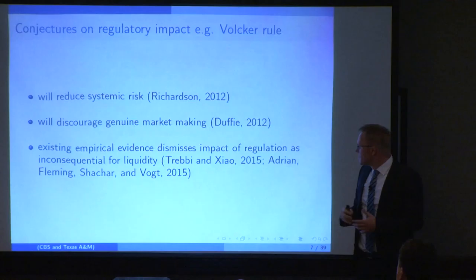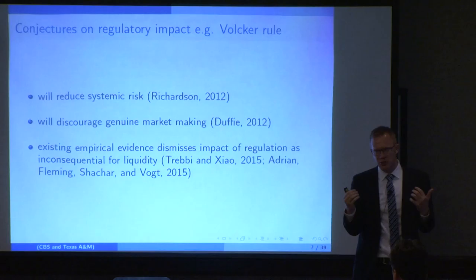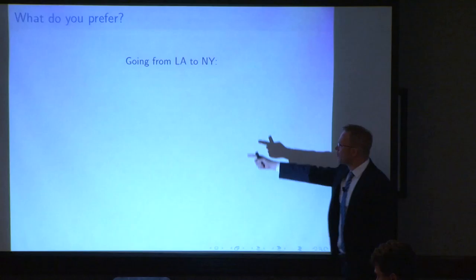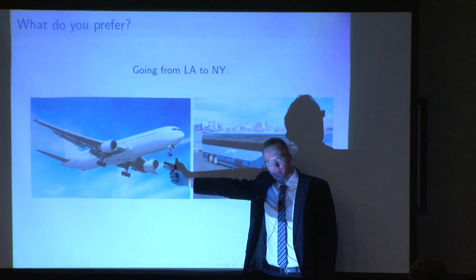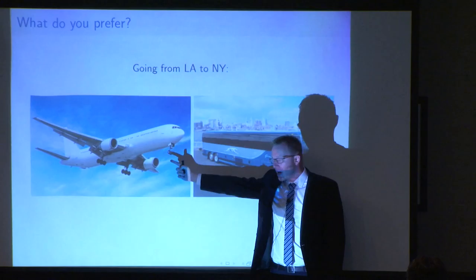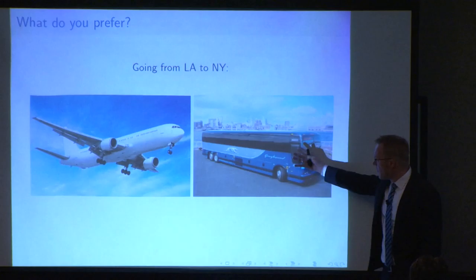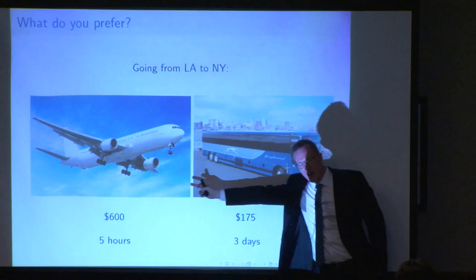But in some sense, looking at realized transaction costs is the wrong question to ask. What you should be asking is something like this. What do you prefer? If you're going from LA to New York, would you like to get immediacy or are you okay with taking the bus? So it used to be the case in these markets that people got immediacy, but now they're all taking the bus because dealers are not willing to provide immediacy, or they are willing to do it, but at very high costs. So you have scared all the people over here, and now market makers are only matching people doing agency transactions. This over here would take something like 5 hours. This over here would take 3 days.